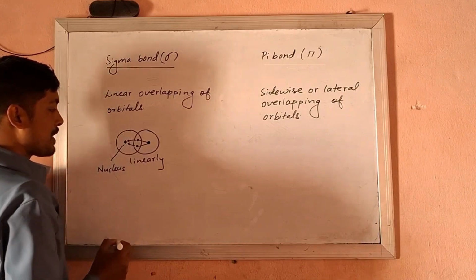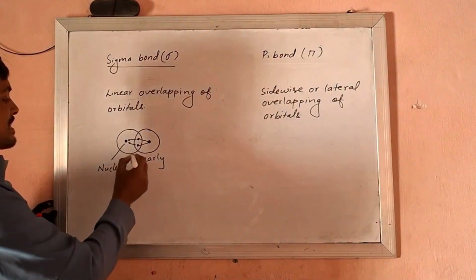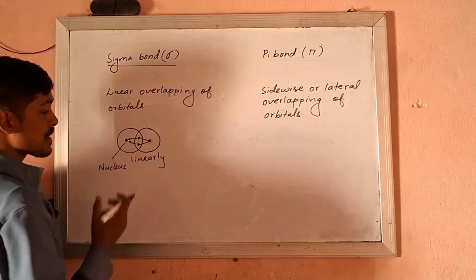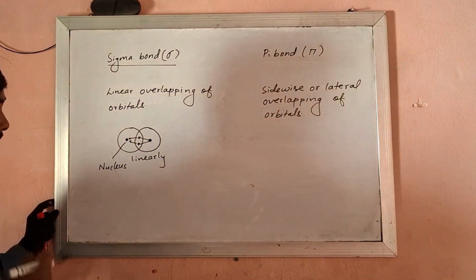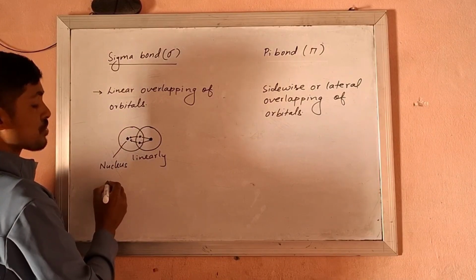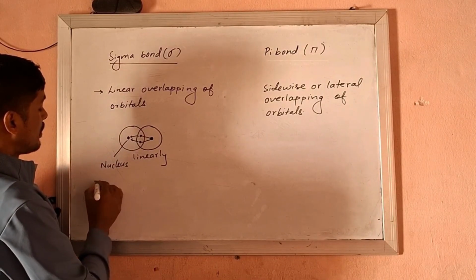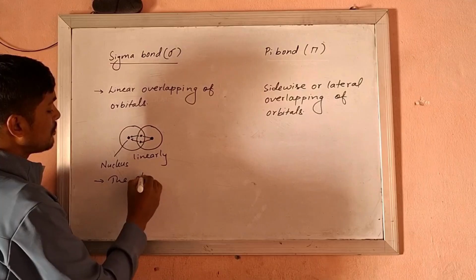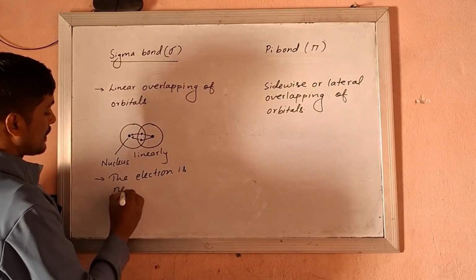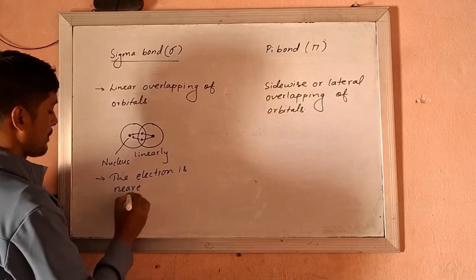Since the electron cloud is nearer to the nucleus in a sigma bond, the electrons are strongly held. Due to that, this sigma bond is stronger. The electron cloud is nearer to the nucleus.